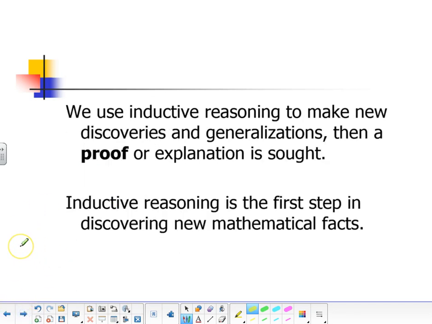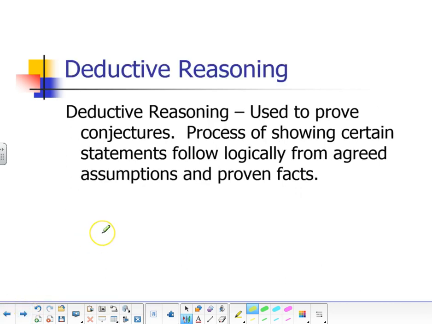All right. So we use inductive reasoning to make new discoveries and generalizations. Then a proof or an explanation is sought. So inductive reasoning is the first step in discovering new mathematical facts. So we begin by looking at it, making a generalization, but then we also have to do the hard work of doing a proof. And that gets us to deductive reasoning, and this is going to be a lot of the focus of Unit 2, just beginning to build our understanding and our competency with that.